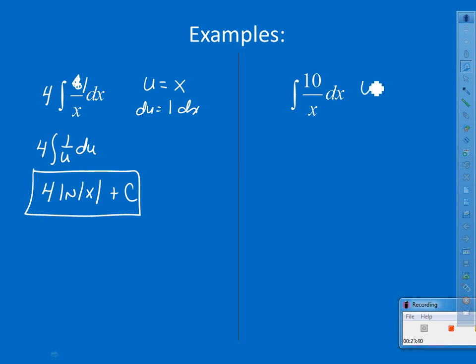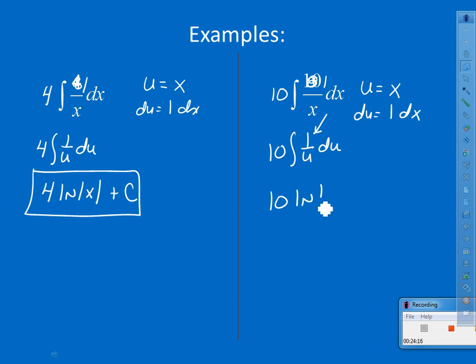So your number 9 is going to be just like it. I'm going to let u equal x. du then is 1 dx. So I need to see a 1. So I've got to turn this 10 into a 1 by multiplying by 1/10 and putting a 10 out there, or moving this 10 out there and putting a 1 there. So this becomes 10 times the antiderivative of 1 over u du. Whenever that shows up, it's a natural log. So here's my answer: 10 times the natural log of u, which happens to be x, plus c.